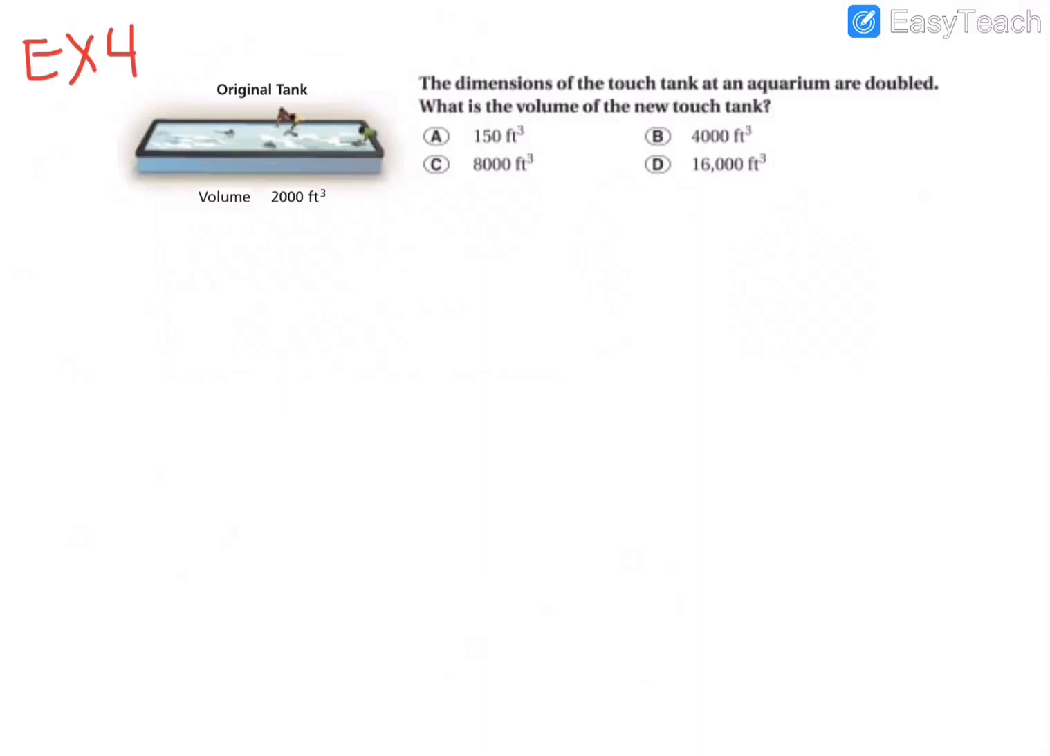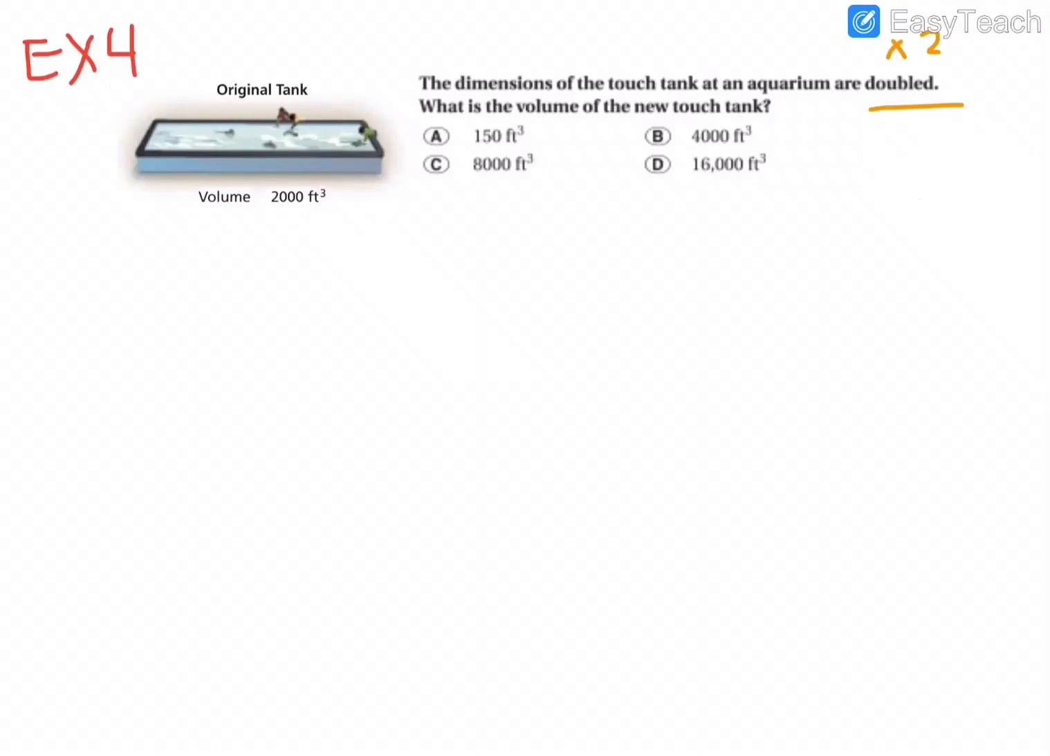their volume. So looking at this example here, the dimensions of the new touch tank in an aquarium are doubled. That's when you get to stick your hand in and touch, I think these are stingrays in that picture. The fact that they say that they're doubled means that it was obviously multiplied by 2. So even though they didn't give us dimensions here, we can just call it 1 to 2.